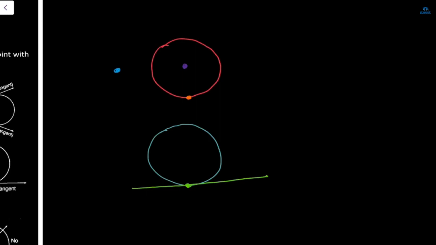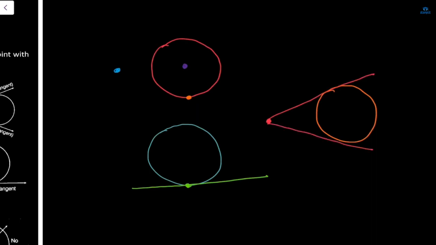Understood? Now, if the point is outside the circle, how many tangents can you draw? You can draw two tangents, one like this and one like this. So two tangents can be drawn.